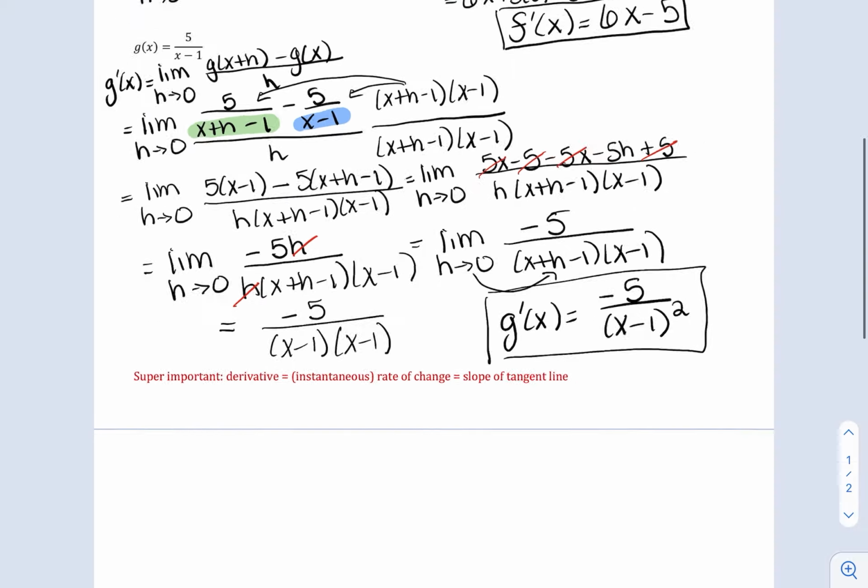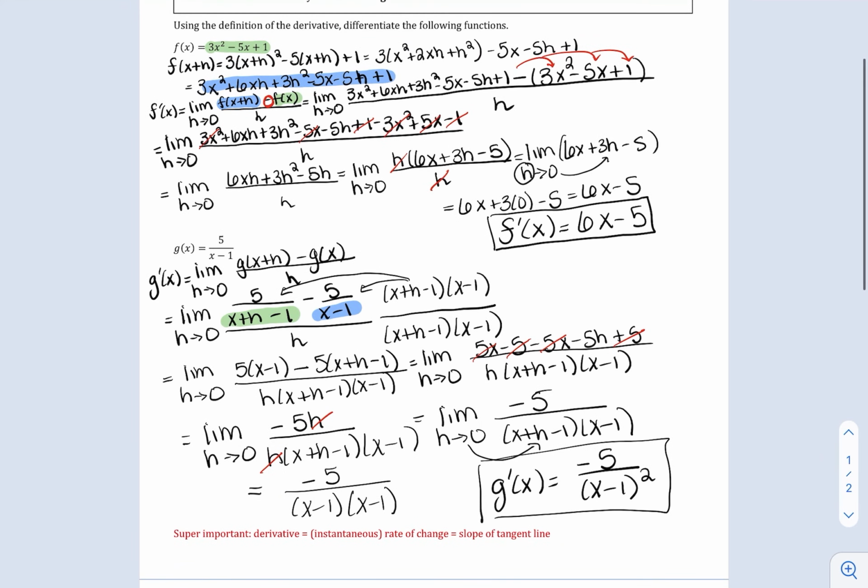So here's a polynomial example and a rational function example. Again, very algebra heavy, so just be careful with your manipulation.